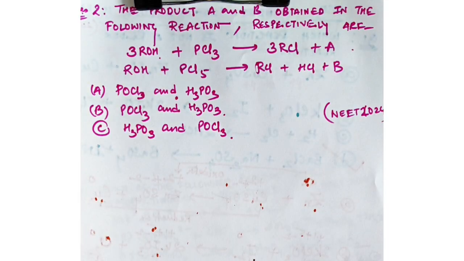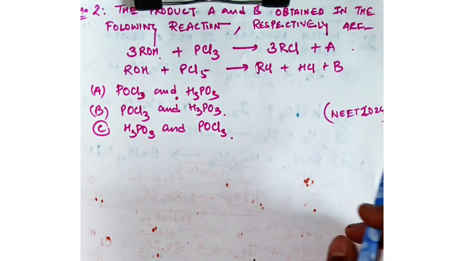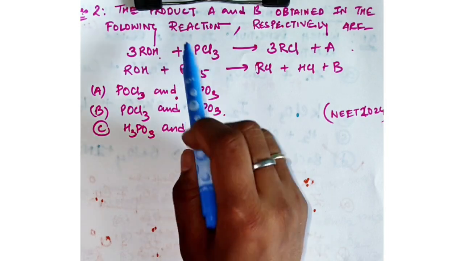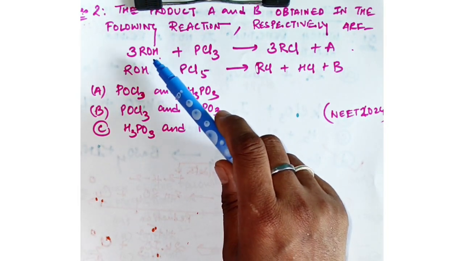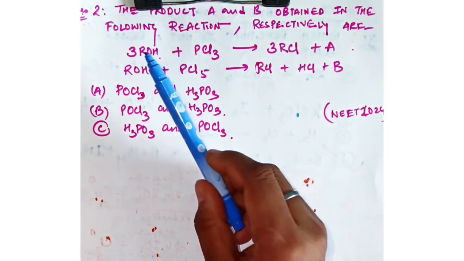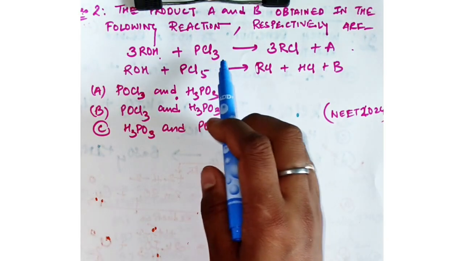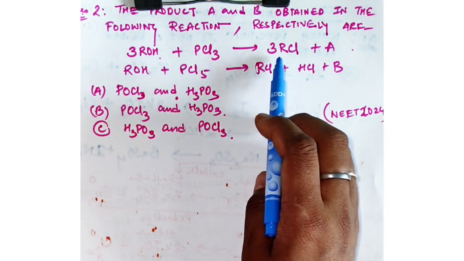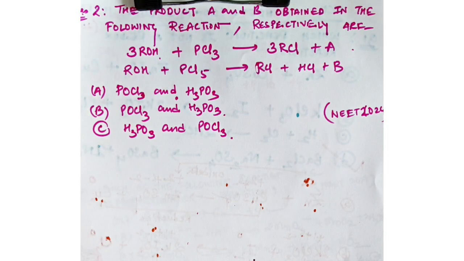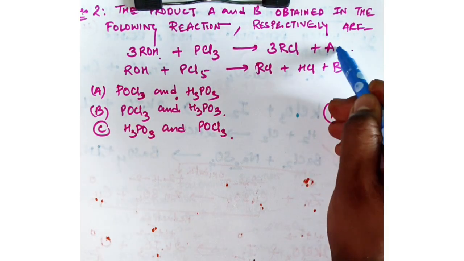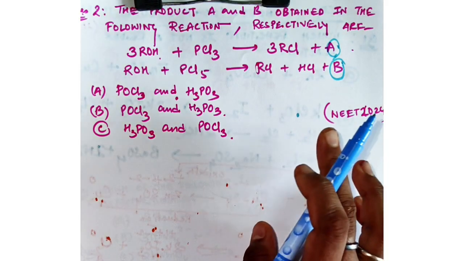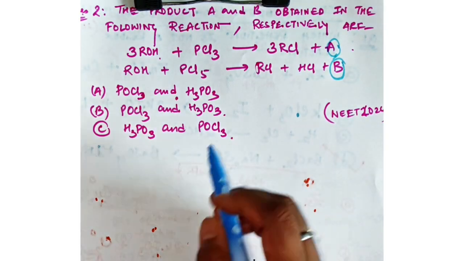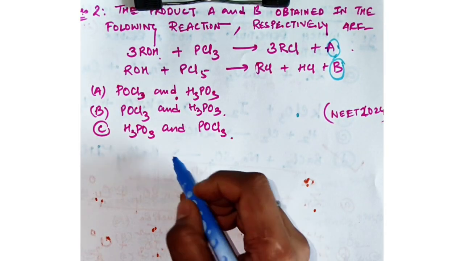Now see, we are in question number 2, which came in NEET 2024. The products A and B obtained by the following reaction, respectively, are these. Here is an alcohol reacting with PCl3, giving RCl plus A. You have to find what A and B are in this reaction. This always comes in examinations, and it is very important also.